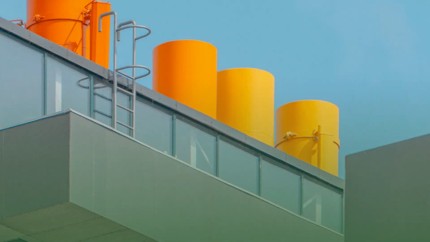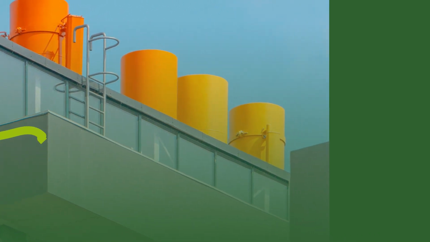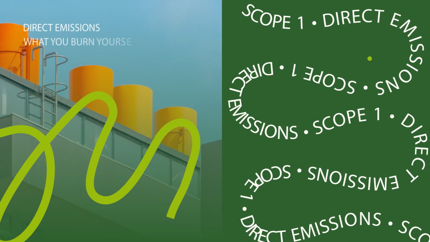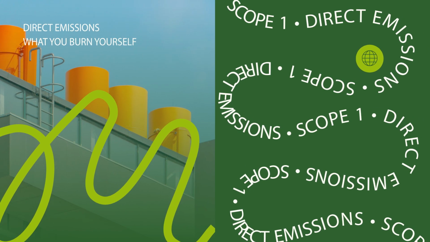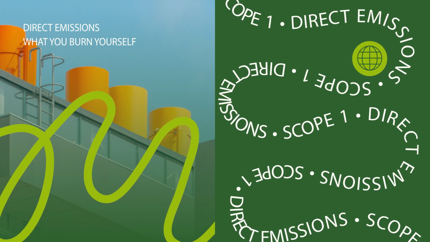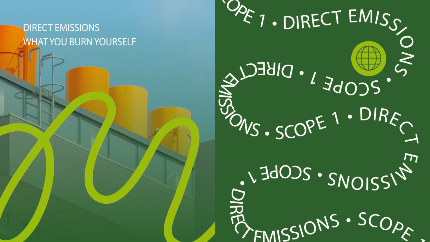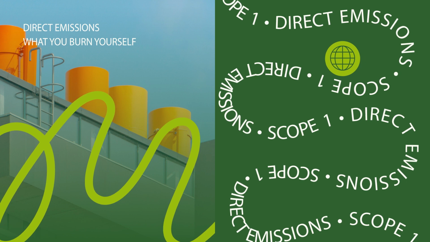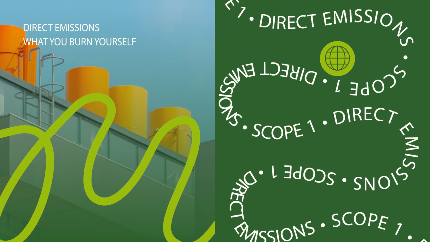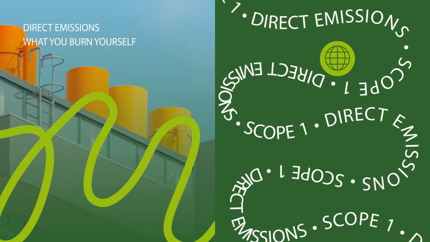We'll start with Scope 1 emissions. These are direct emissions. Imagine you own a factory that produces goods. The emissions that come directly from sources that you own or control, like your factory's boilers, furnaces, or vehicles, are classified as Scope 1 emissions. These are the most obvious and easiest to measure because they happen right there on your property.